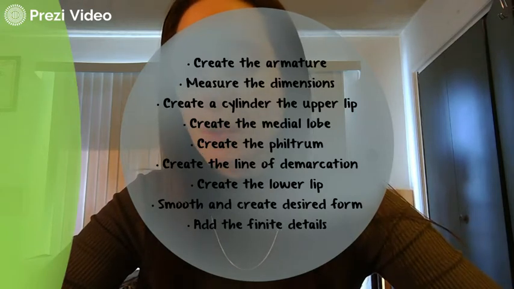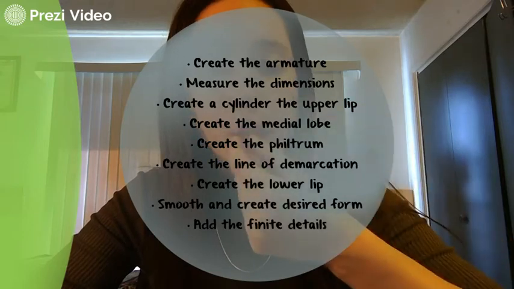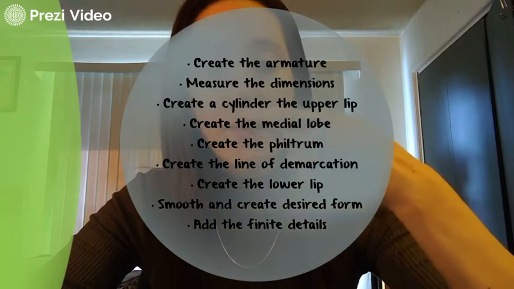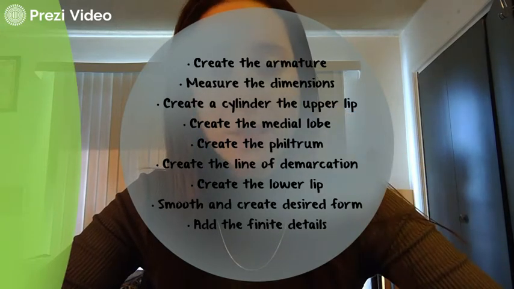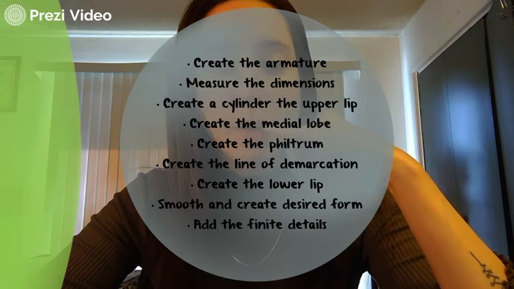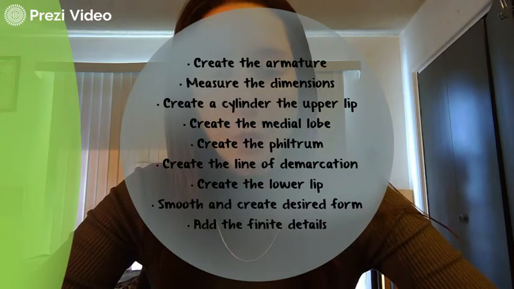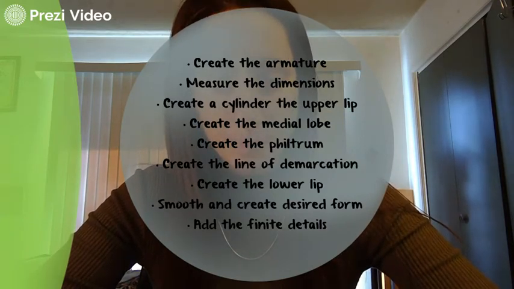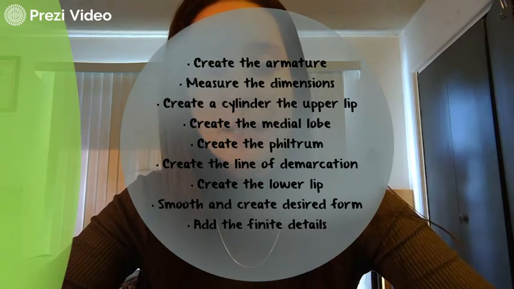Then you're going to want to measure the dimensions of the mouth, create a cylinder for the upper lip, create the medial lobe on that upper lip, and then go into the indent, the philtrum up here, and then the line of demarcation. The line of demarcation is that change in color between the wet and dry lip that we went over before. After you finish your upper lip, you're going to want to create the lower lip, and then add the finishing details, smooth it out, and make it look natural.